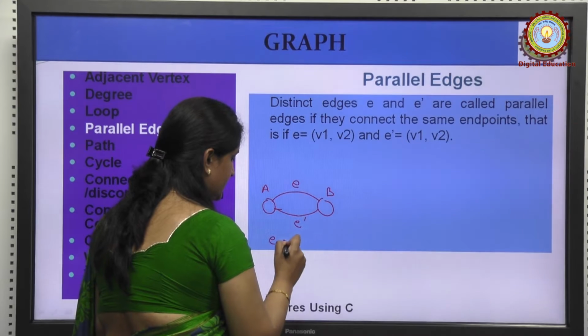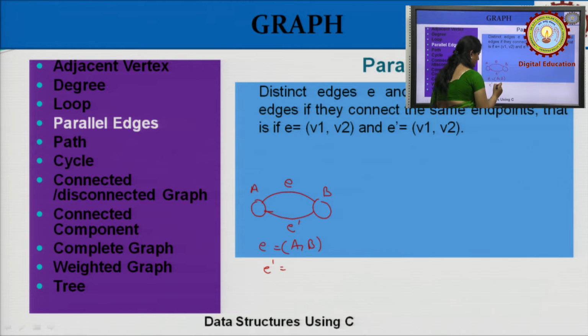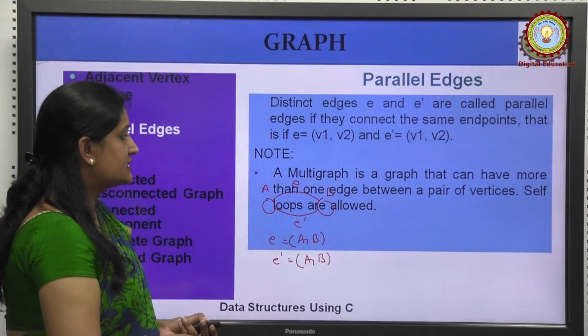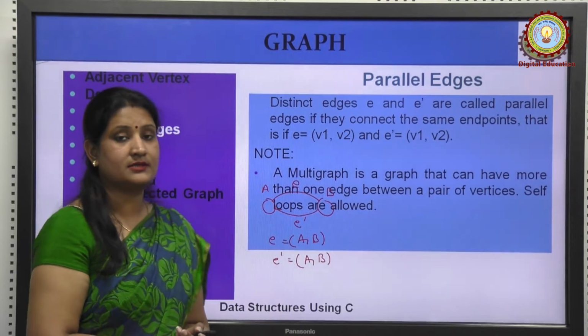Here E can be represented as A comma B and E dash can also be represented as A comma B. So these are the parallel edges. The multigraph is the graph that can have more than one edge between a pair of vertices.